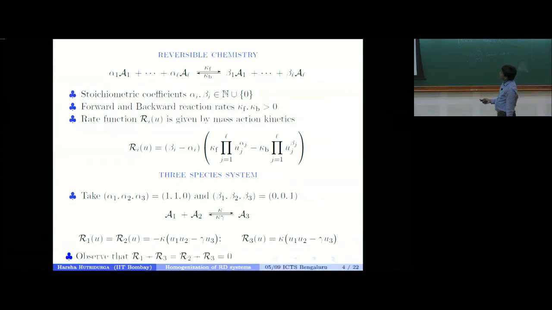Now, I want you to make one observation. When you sum R1 and R3, they are 0. The same is true for R2 and R3. We are going to exploit this. There are some cancellations involved.